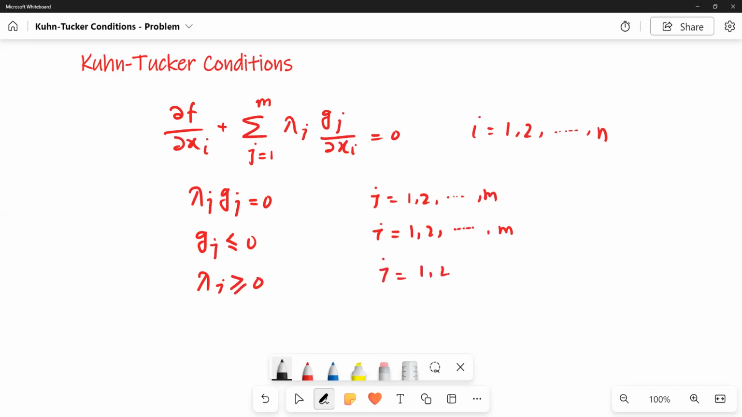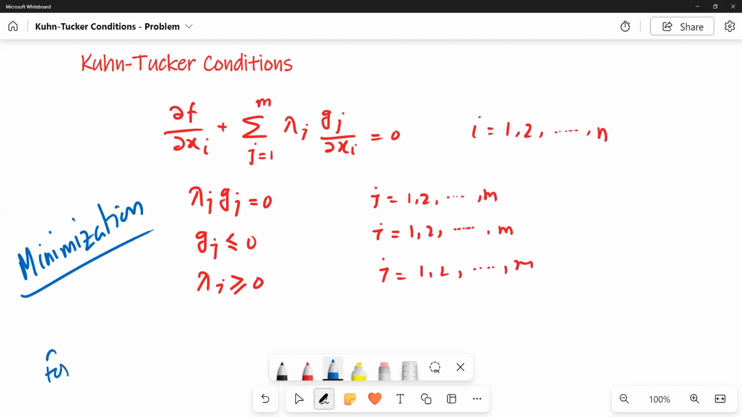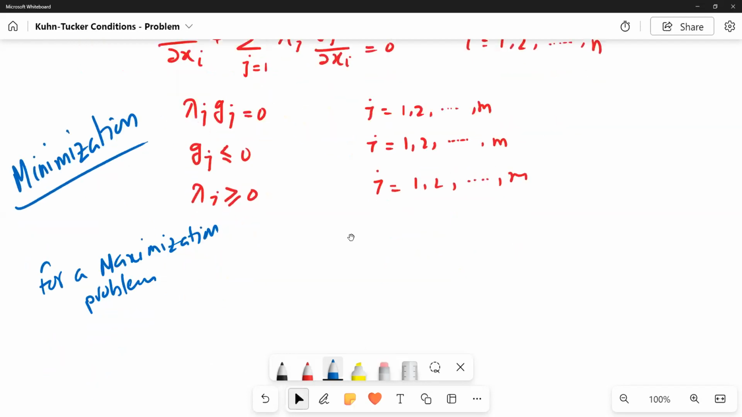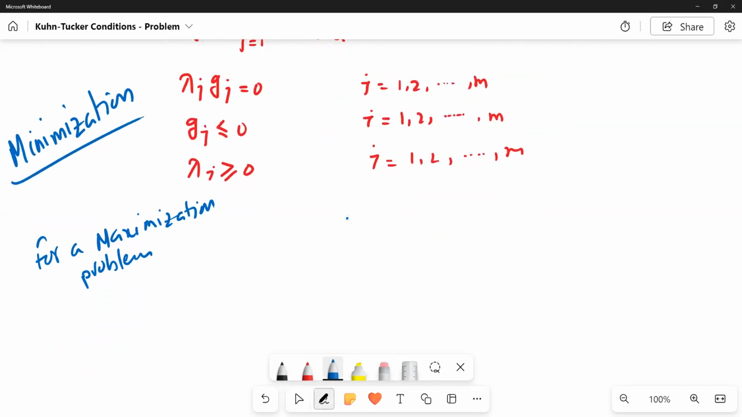Always keep in mind that this corresponds to a minimization problem. So this corresponds to a minimization problem. A simple conclusion is that for a maximization problem, our Lagrange multiplier lambda j values have to be less than or equal to 0.